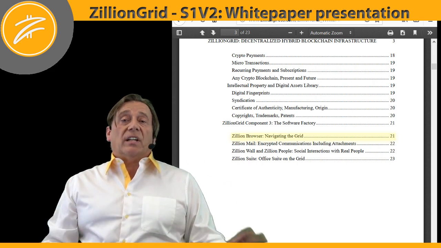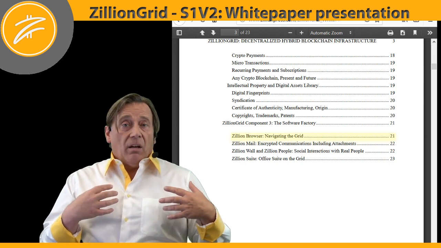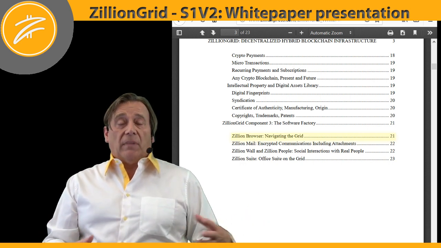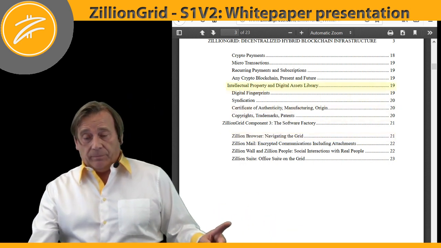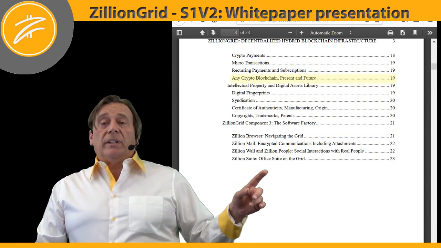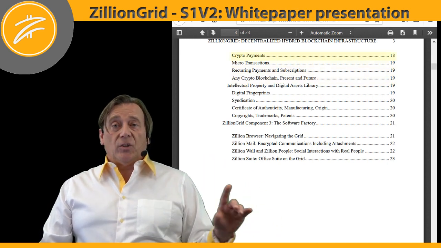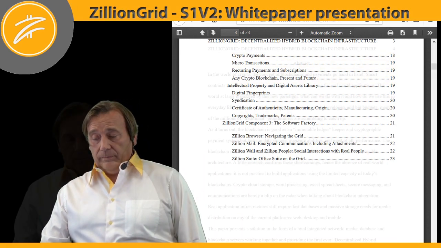So we don't have a central point of data storage. Nobody can accumulate it or sell it. It's a completely different system. And then our Zillion Suite, which is our office suite on the grid. That is what we start out with. We have many, many more applications, but this is what we start out with.